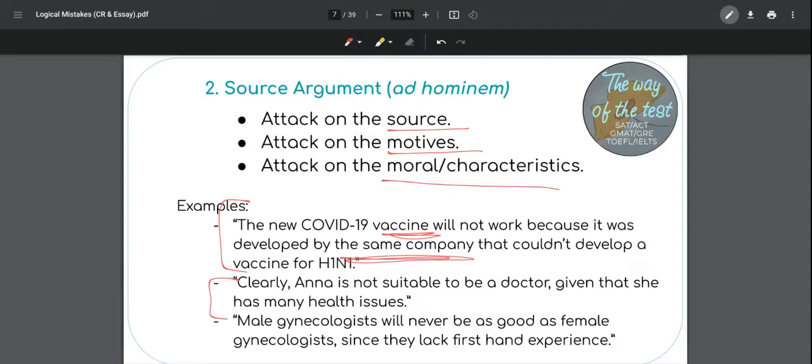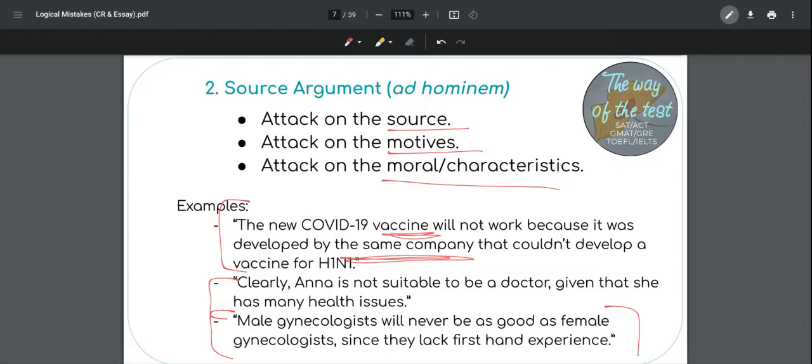So you say that someone doesn't have an X or Y opinion because that same person makes an X or Y mistake, right? So it has nothing to do with it, her health has nothing to do with the fact that she can be a good doctor. And the last example, which you can definitely see outside in the real world: Many gynecologists will never be as good as female gynecologists since they lack first-hand experience. So this is, again, a very common ad hominem attack.